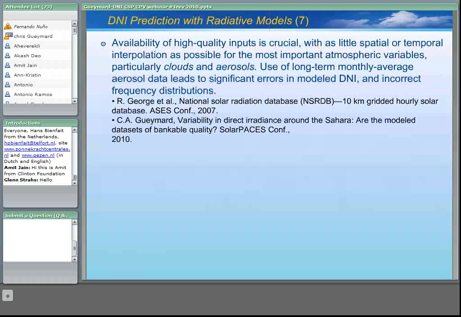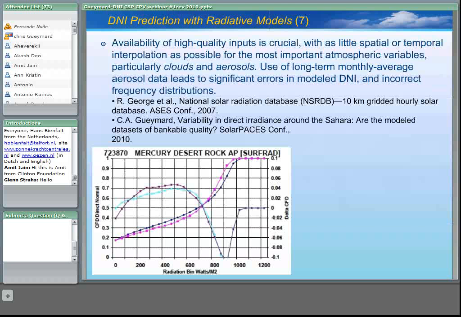So the availability of high quality inputs is crucial, and this is the main difficult part in general, because we have to avoid spatial and temporal interpolation as much as possible, and specifically for clouds and aerosols. So we also discovered that using monthly average aerosol data, which is most generally the case, leads to significant errors in the model DNI, and then incorrect frequency distribution.